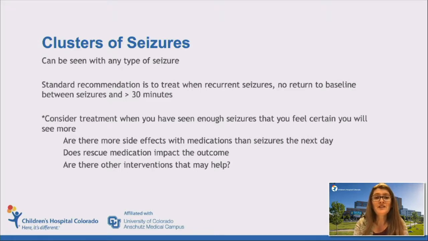The other thing in Dravet syndrome that we have to consider is, what do we do with clusters of seizures? And our data doesn't really tell us what to do, and the definitions that I've reviewed don't really tell us what to do in these situations. This can be seen with any type of seizure. So probably the most common situation we see this in Dravet syndrome are myoclonic seizures, which often happen in clusters or scattered throughout the day.